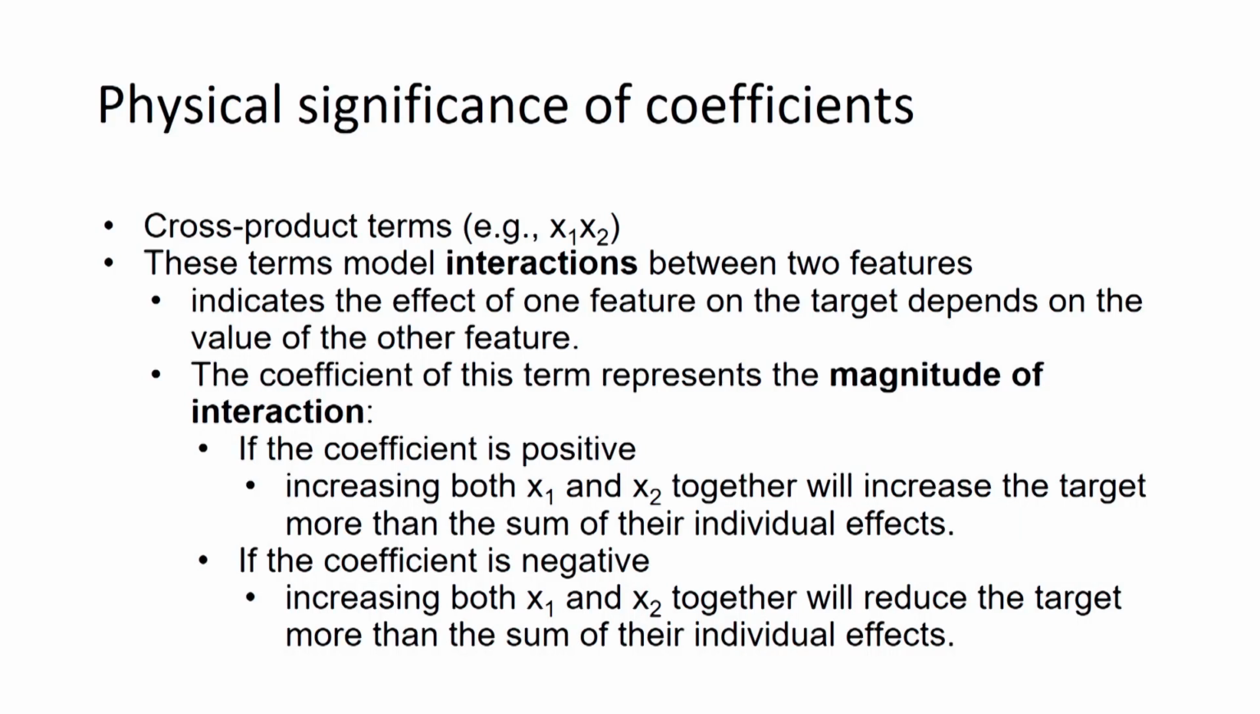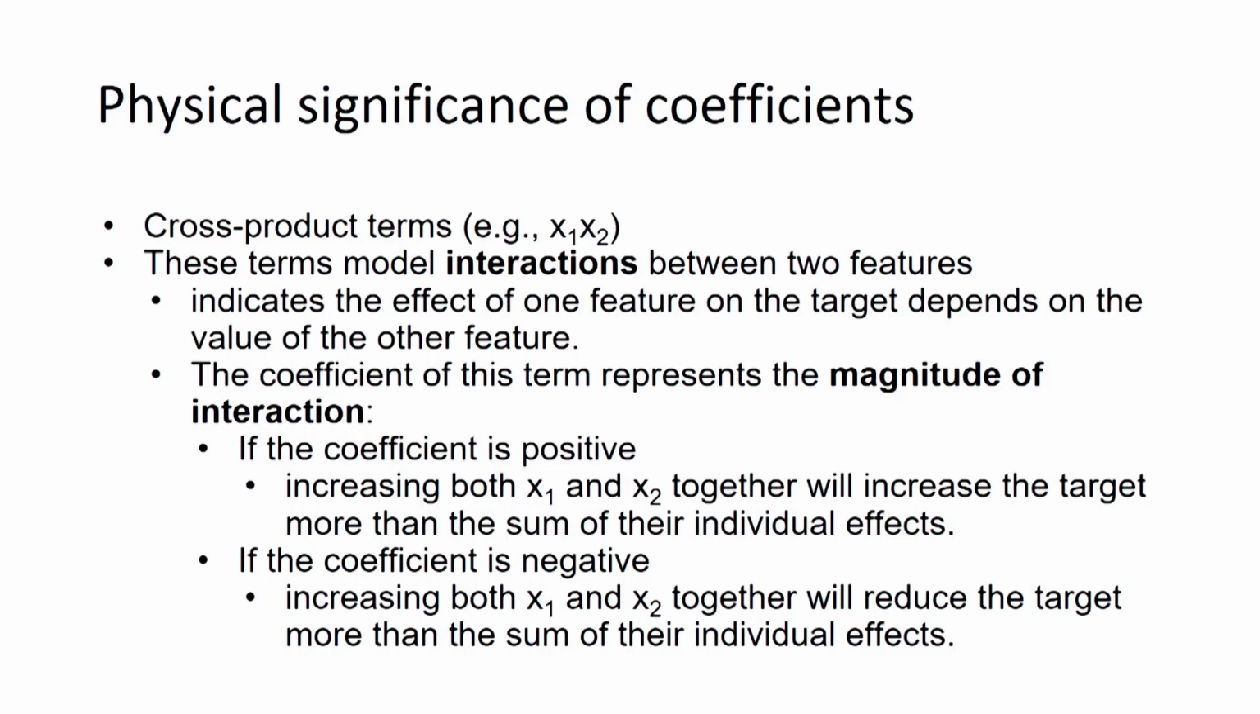It indicates that the effect of one feature on the target variable depends on the value of the other feature also. So both x1 and x2 define the dependent variable y. You can't say that if you change x1 then y will change like this. We will need to check what is the value of x2 also, because x1 and x2 together are defining y according to this term. So the coefficient of this term represents the magnitude of interaction.